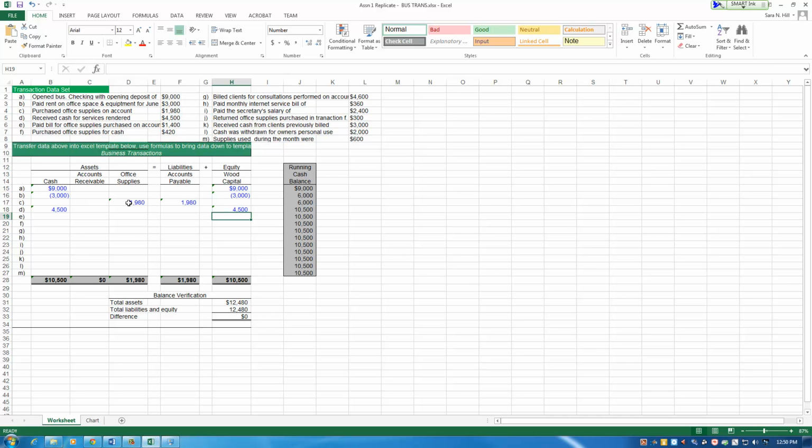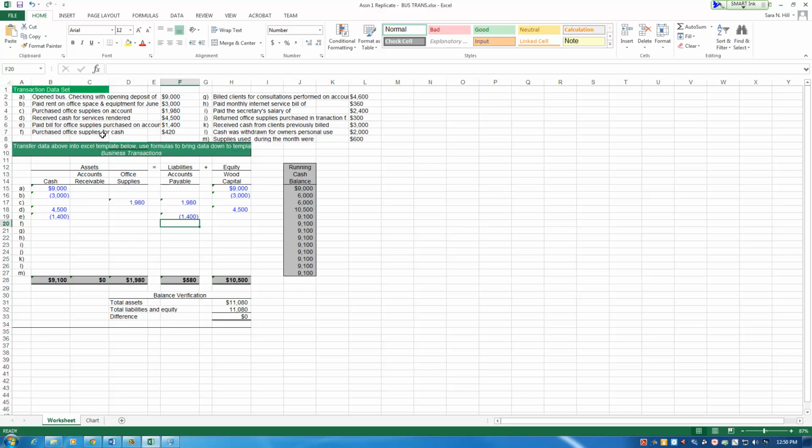Moving on to E, paid bill for office supplies purchased on account. Looks like we're referring back to maybe that transaction in C, so we're paying money out. Get our negative sign in there. And at the same time, we're reducing that liability of accounts payable. We still have our 0.